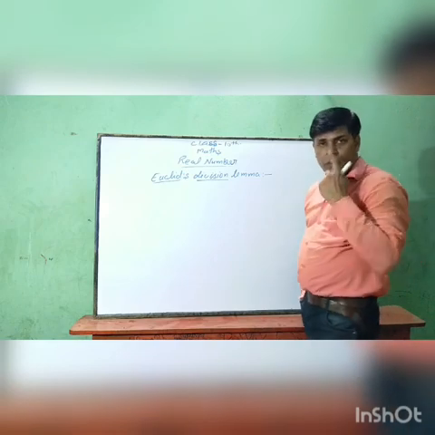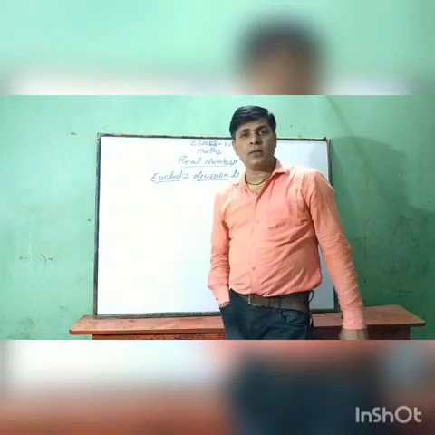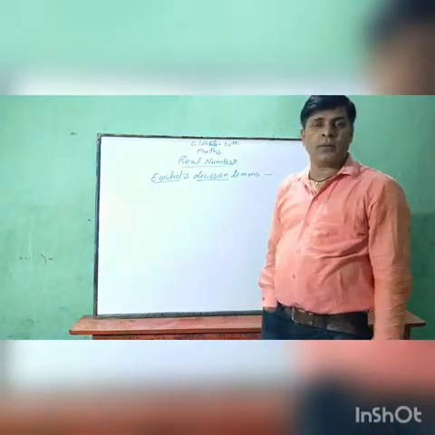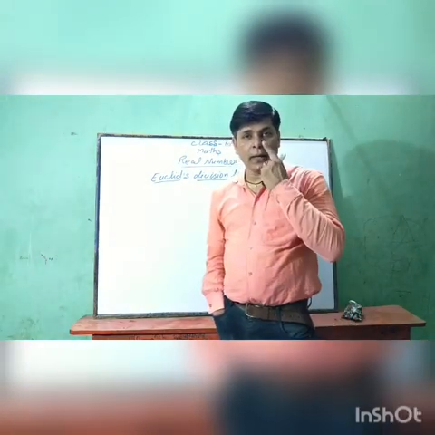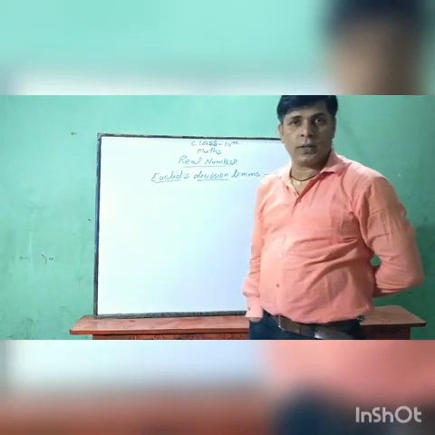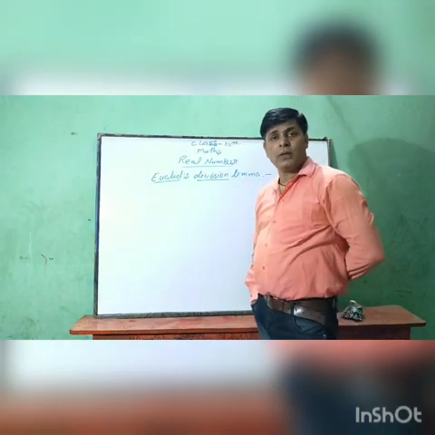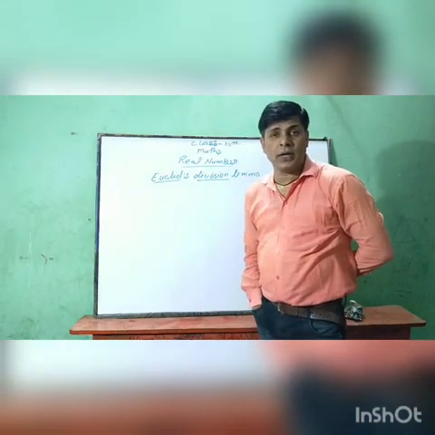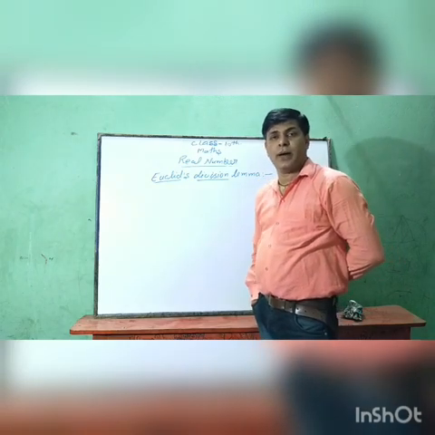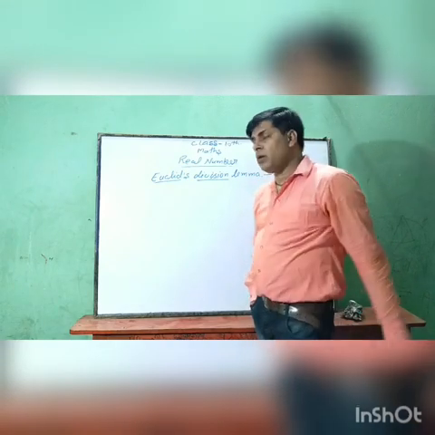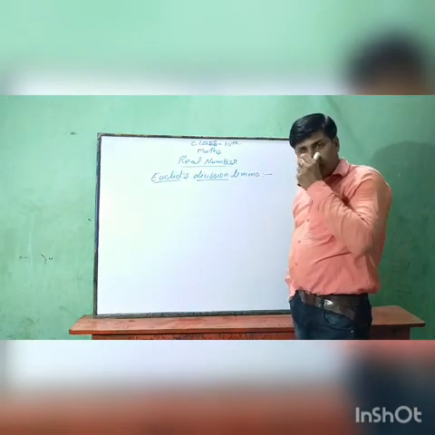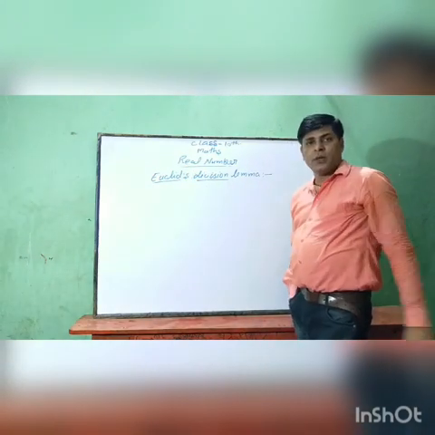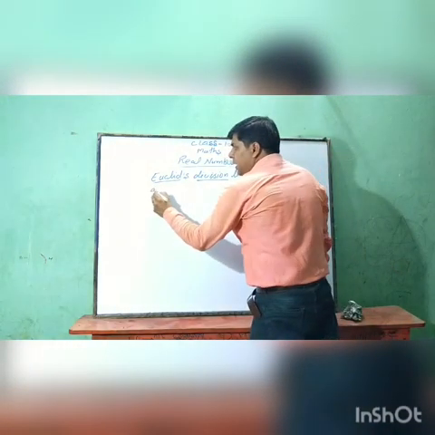Now, think about division. How can I divide two numbers, and what is its algorithm? Everybody knows that dividend is equal to divisor into quotient plus remainder. On the basis of this, Euclid's division lemma uses A and B.